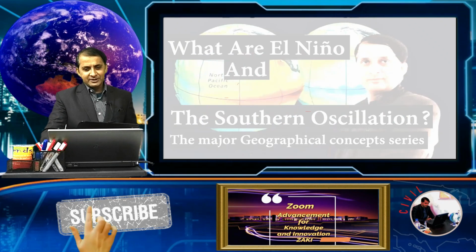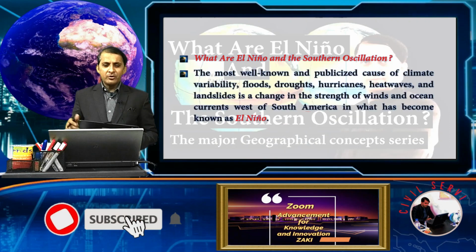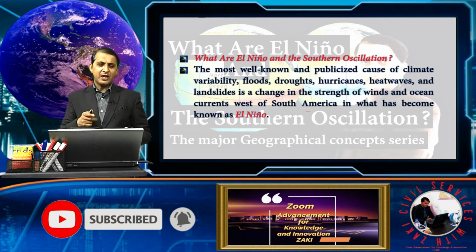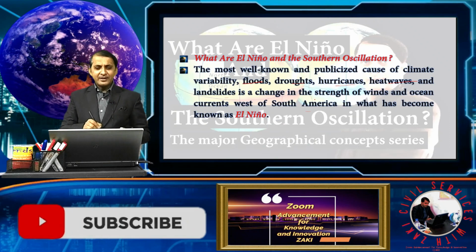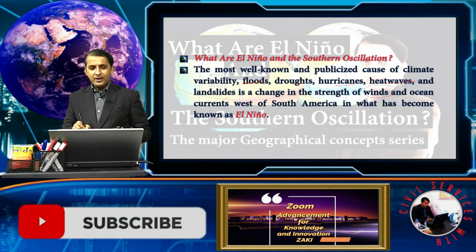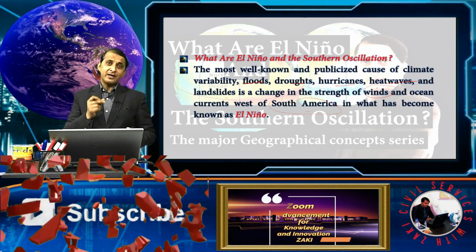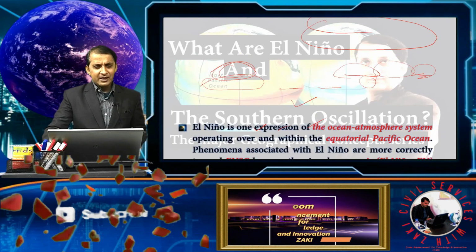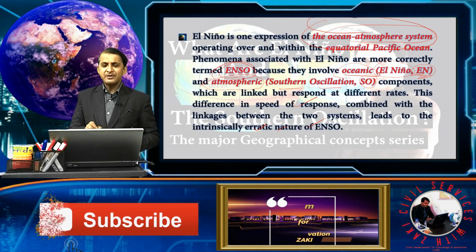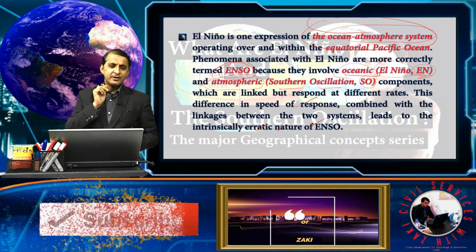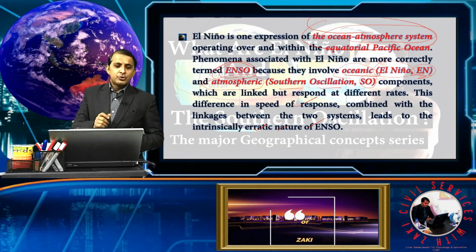Now we move forward and see what El Nino and the Southern Oscillation are. The most well-known and publicized cause of climate variability, like floods, droughts, hurricanes, heat waves and landslides, is changes in the strength of the wind and ocean current west of South America, which became known as El Nino. El Nino is basically an expression of the ocean-atmospheric system within the equatorial Pacific Ocean.